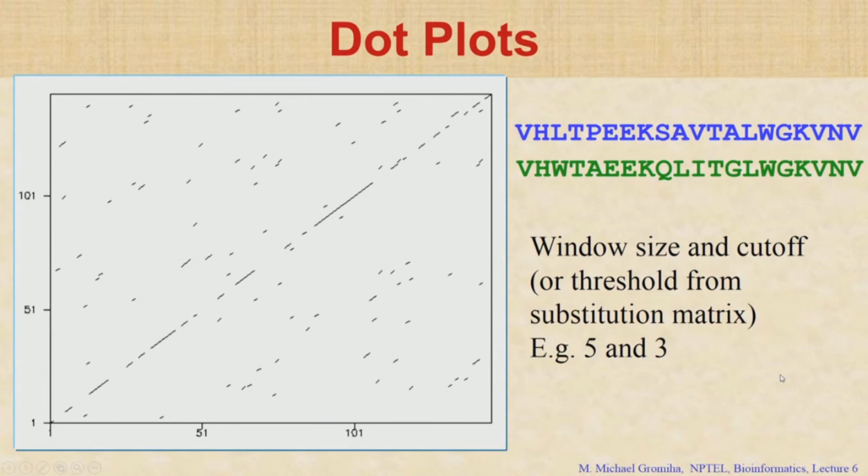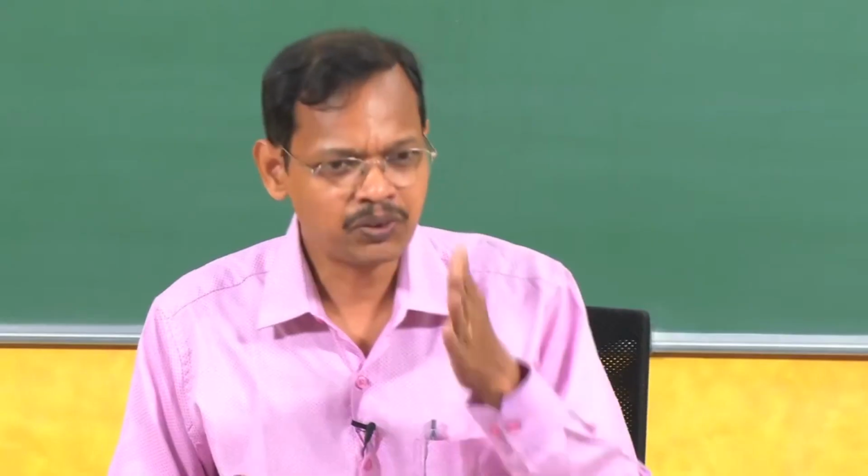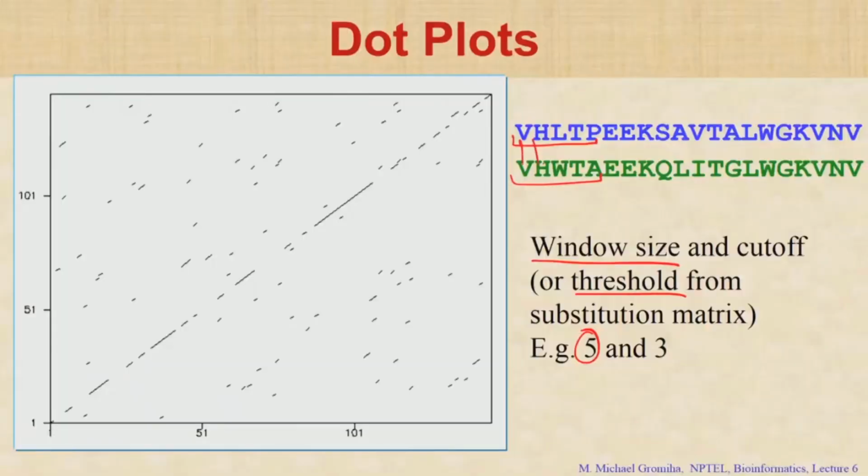Then we can also use a different window size, and you can use some threshold. For example, if you take the window size of 5, take this 5, compare this 5, and among the 5, how many of them are matching? Then you put a threshold, for example, 3. So, you have 3 matching, 1, 2, 3, then you can say okay, there is a match. Then go to the next window, this 5, and with the threshold of 3, check whether it matches or not. If it matches, put a dot.